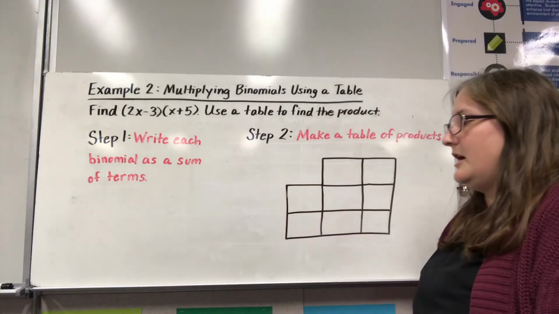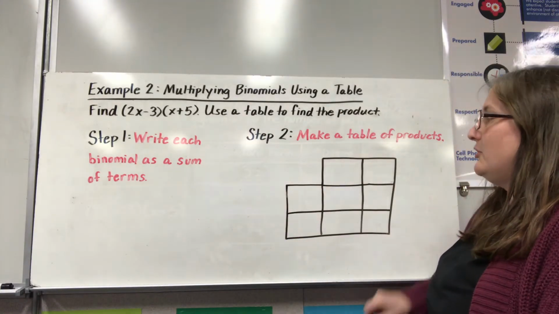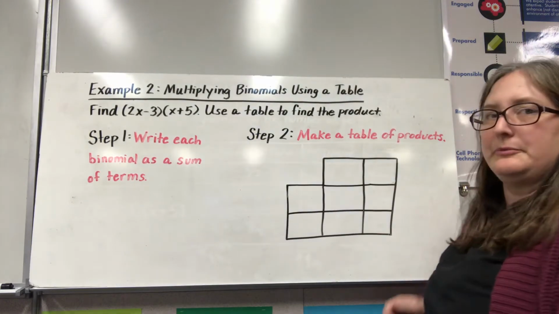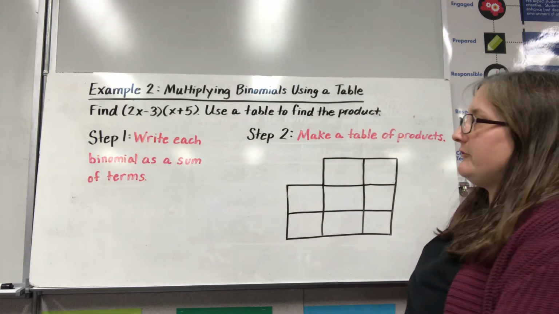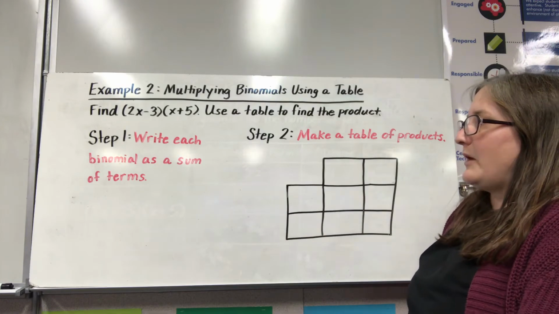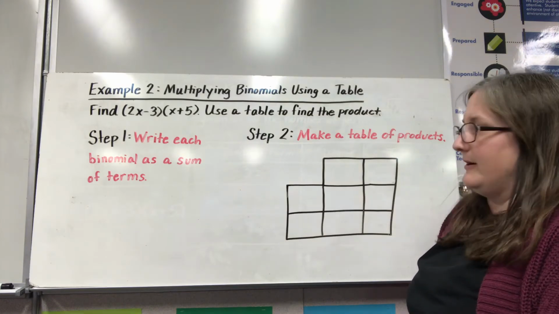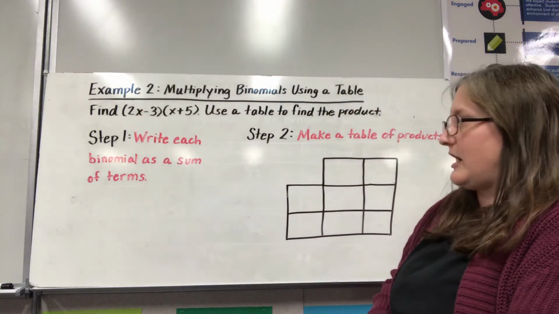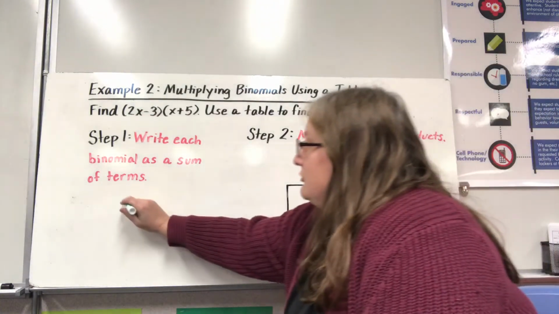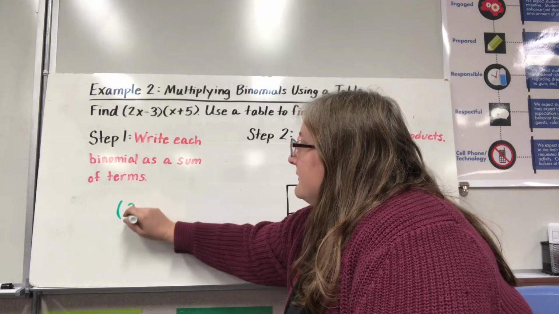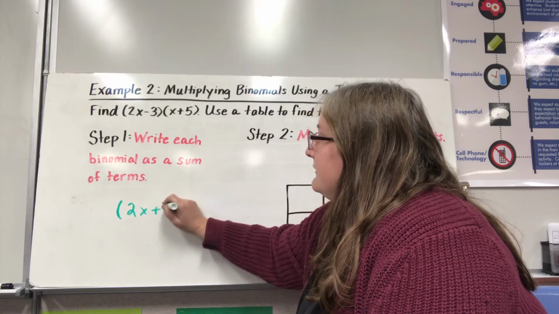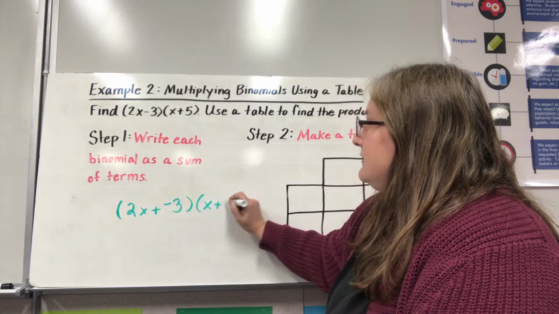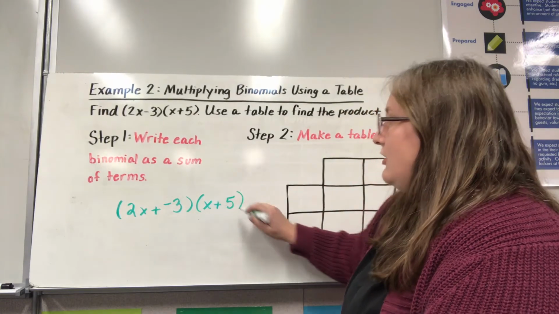So let's investigate another way that we can multiply binomials. In this method, we're going to use a table to multiply our binomials. So the first thing we need to do is write each binomial as a sum of terms. So rather than having this binomial written as subtraction, I need to change it to 2x plus negative 3. Since my second binomial is already an addition problem, that one is ready to go.